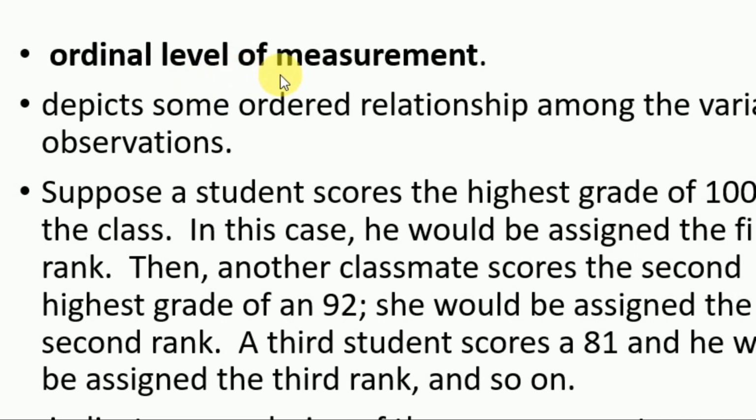Next comes the ordinal level of measurement. It depicts some ordered relationship among the variable's observations. Suppose a student scores the highest grade of 100 in the class and will be given the first rank, another classmate who has scored 92 will be given the second rank, and a third student who scores 81 will be given the third rank. So it indicates an ordering of the measurements.